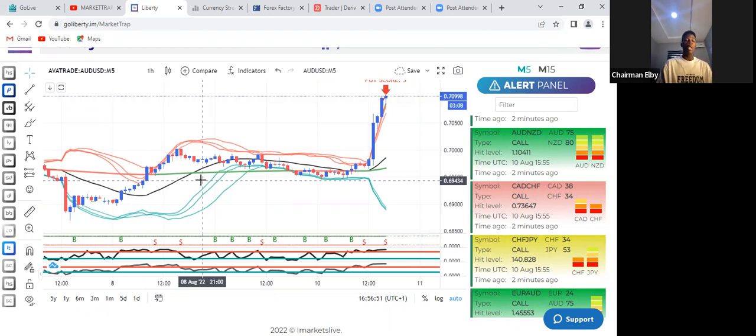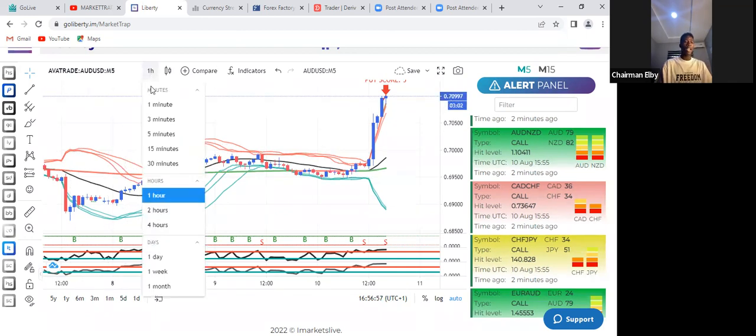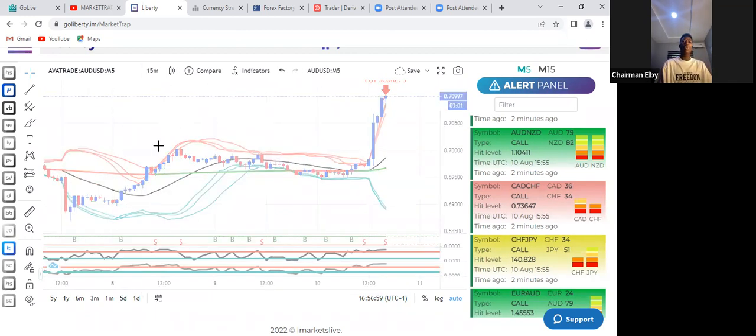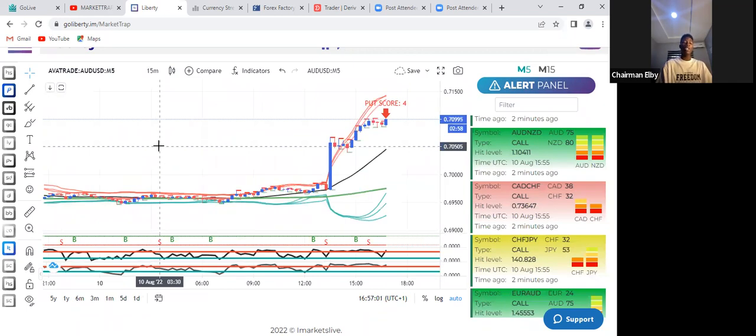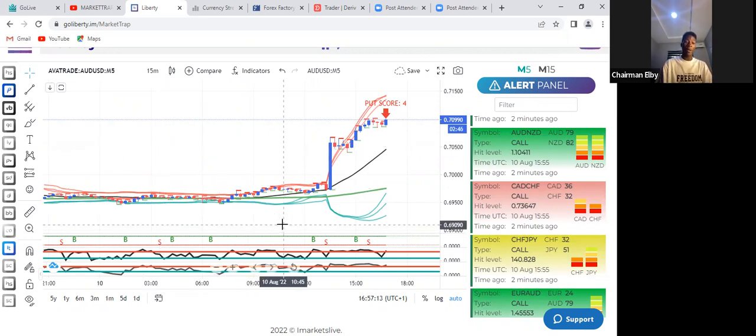So the next thing you want to do is go to 15 minutes and check what is going on there. Based on our criteria, is price above this level or below it? What about our super trend? I'm sure you guys can see the super trend already.